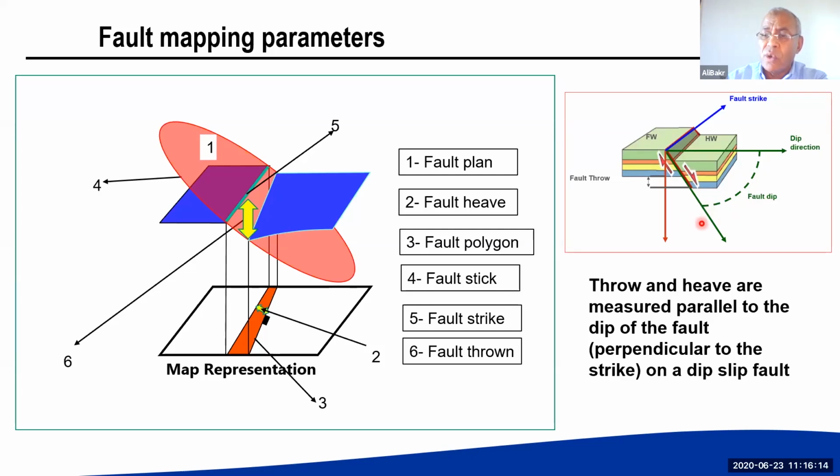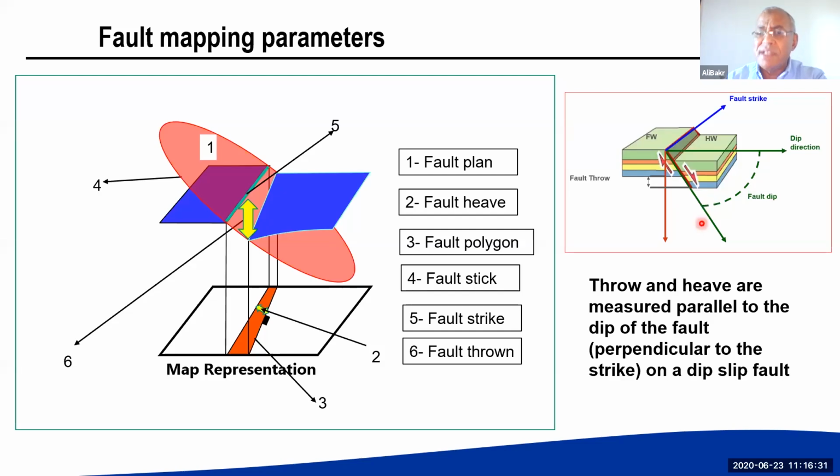The azimuth, which is the direction of the dip. So it's 30 degrees in the north, 30 degrees in the northeast, in the northwest. This is the azimuth. So you've got dip direction, you've got dip amount, you've got fault strike, fault stick, fault polygon, fault heave, fault plane, and the fault throw.